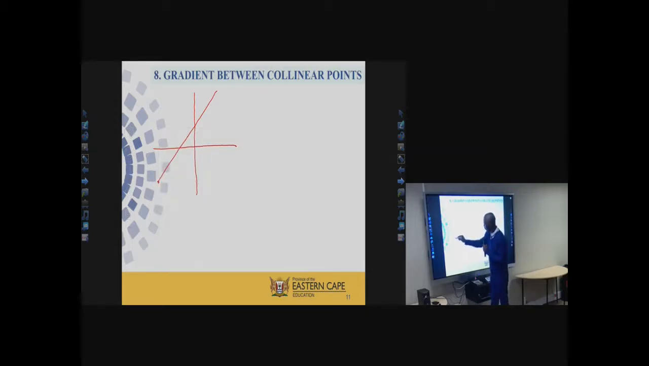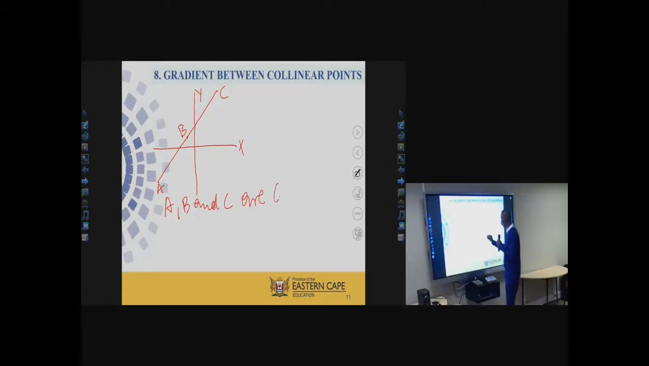which means if there is a point A there, then somewhere there is point B, then somewhere there is point C, right? It means that A, B, and C are collinear, because A, B, and C lie on the same straight line.